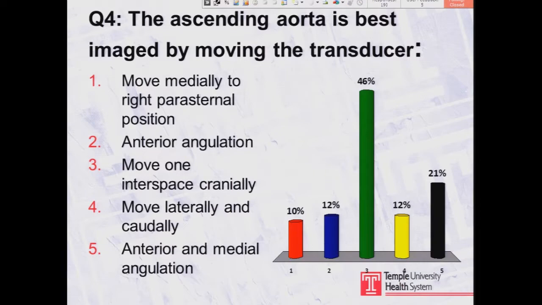That's great. The majority of you got it correct. The answer is one space cranially.